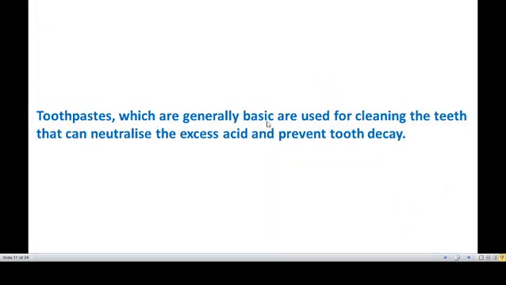Toothpastes, which are generally basic, are used for cleaning the teeth. They can neutralize the excess acid and prevent tooth decay.